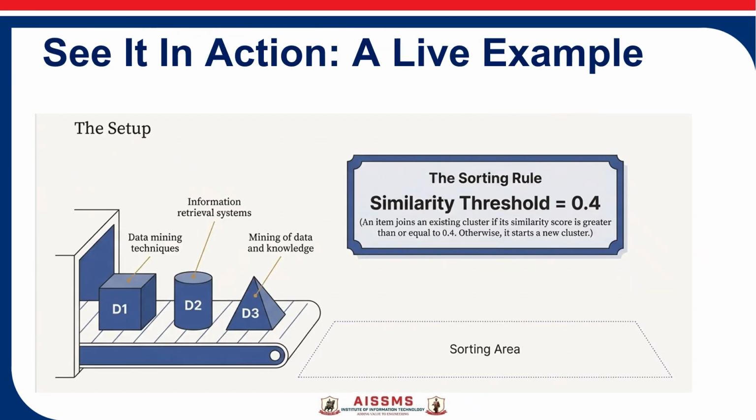Let's look at a live example to understand the mechanics. We have three documents: D1, data mining techniques; D2, information retrieval systems; and D3, mining data and knowledge. To decide where they go, we establish a sorting rule, a similarity threshold of 0.4. If an item's similarity score to an existing cluster is greater than or equal to 0.4, it joins that cluster. Otherwise, it starts a new one.